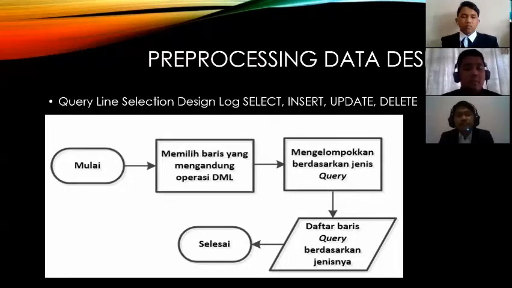Okay, the next is pre-processing data design. Here, we will choose from the DML, or data manipulation language, which has four types: select, insert, update, delete. Here, we will parse the log file to get the four types of DML. This is select, insert, update, and delete. Next.